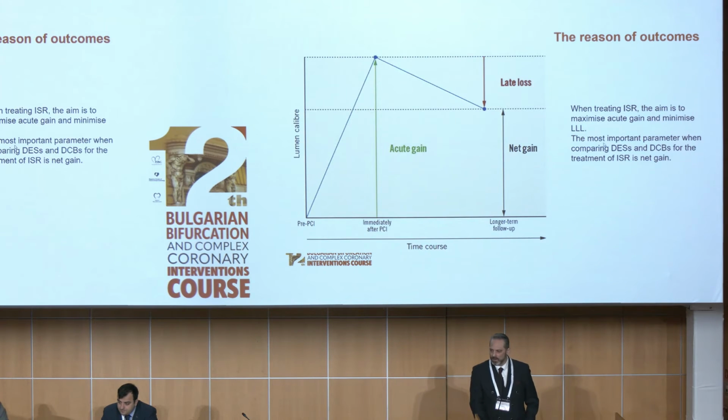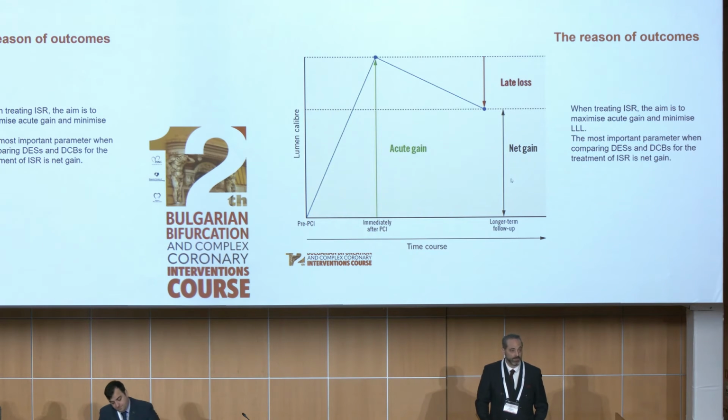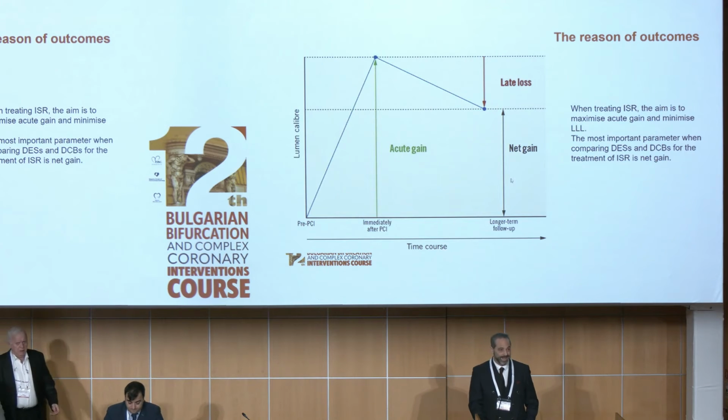One thing we learn is that when we treat in-stent restenosis, the aim is to maximize acute gain and minimize late loss. And the most important parameter when comparing DES and DCB for the treatment of in-stent restenosis is the net gain.